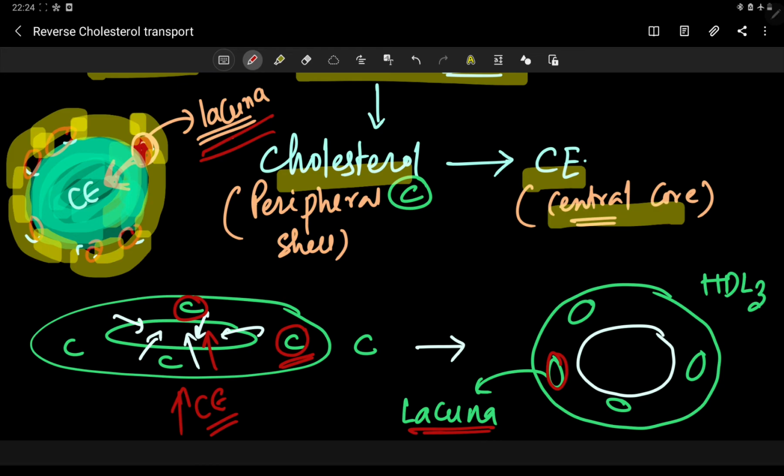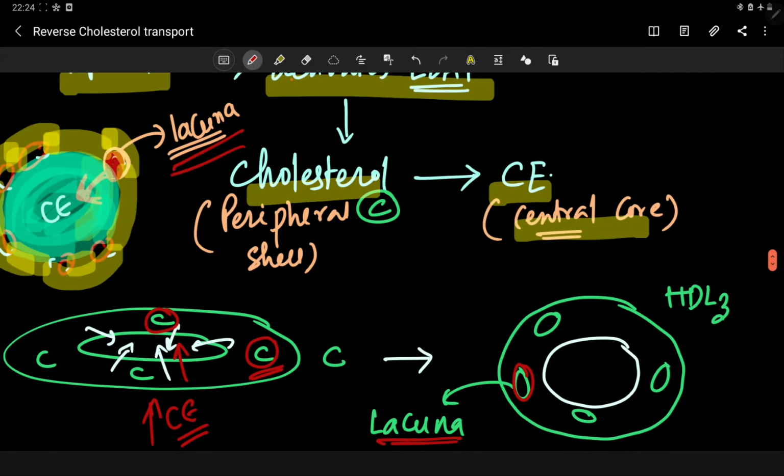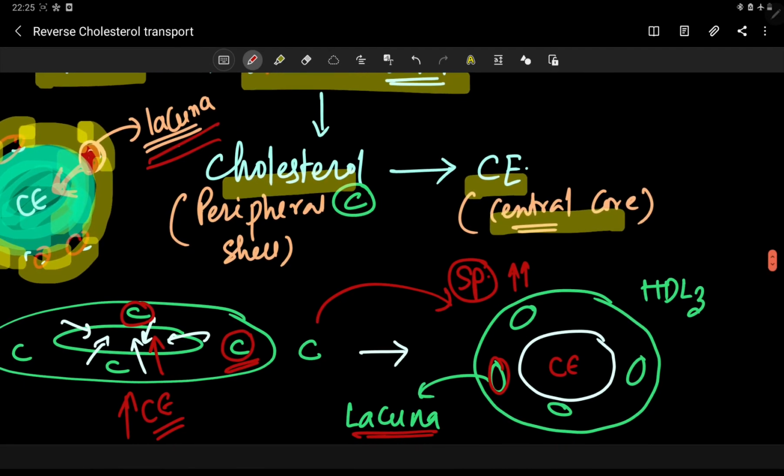Okay, and this discoidal structure of the HDL is now converted into a spherical structure. Why? Because the bulk of the core increases and the disc-shaped HDL is now converted into spherical HDL, and this first spherical HDL from the discoidal HDL is called your spherical HDL3.